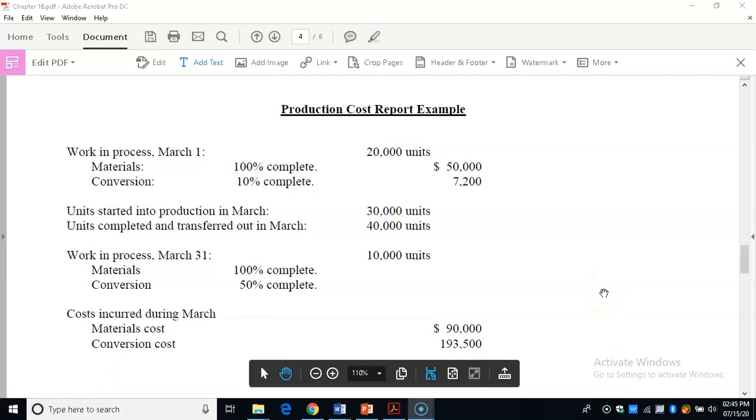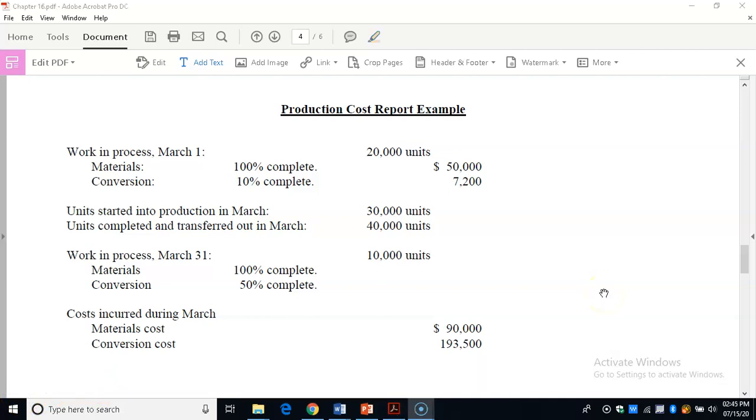Let's take a look at this production cost report example. Let me explain a couple things here. It says work in process March 1st, so that's the beginning of the month. At the beginning of the month, they have 20,000 physical units. So they start working on 20,000 units, and they have 100% of the materials. So all the materials are there. But they've only done 10% of the conversion cost work. They've only done 10% of the labor, 10% of the overhead. This is how much money they've spent so far.